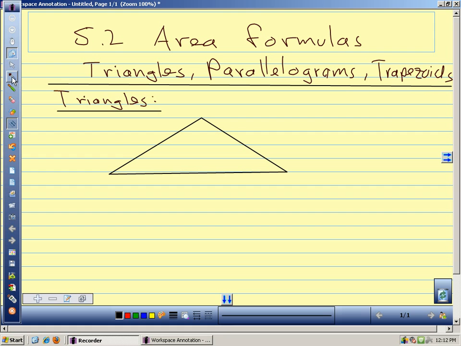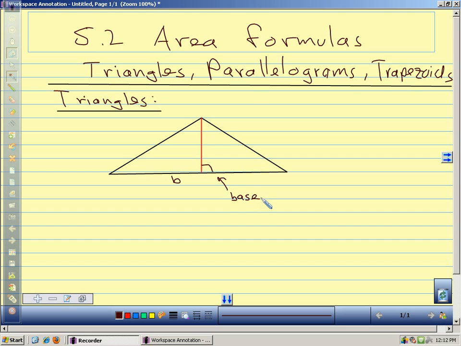So we have a triangle, and I'm going to draw this segment in here. And we're going to make this a 90-degree angle. And the length of this side at the bottom here is B. And we're going to call this the base. Any side of the triangle can be the base. It doesn't have to be the one that's flat. We can have any side be the base.